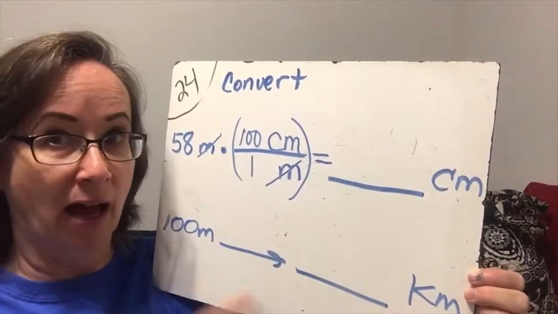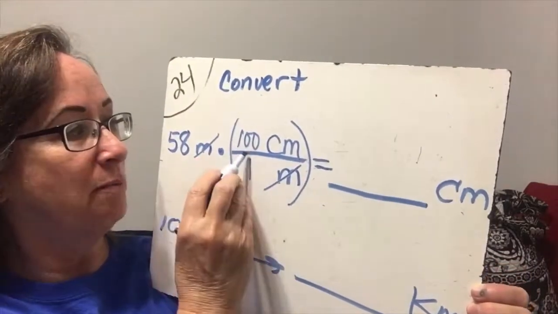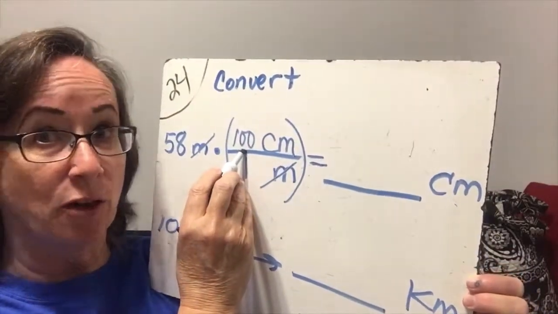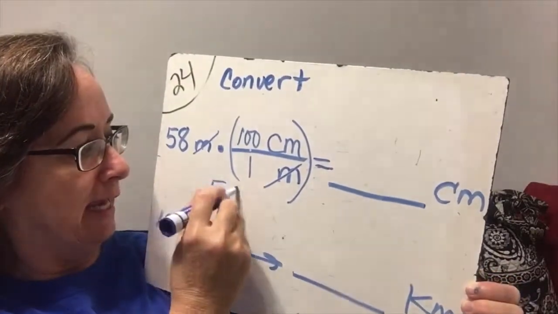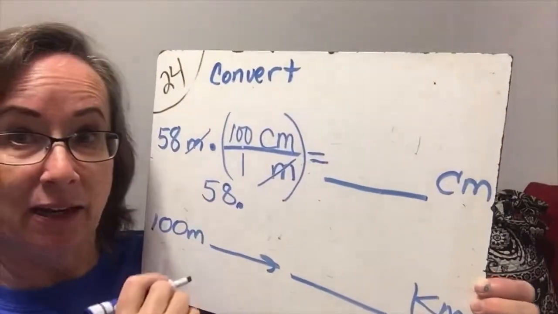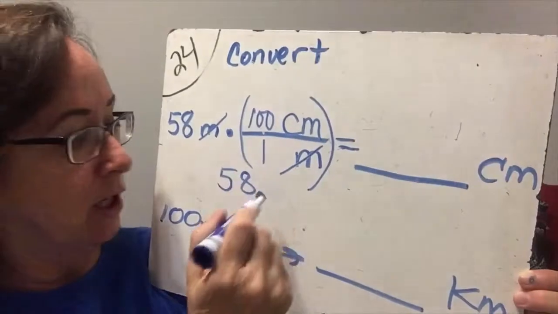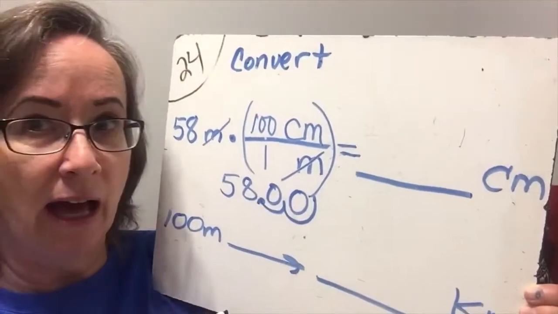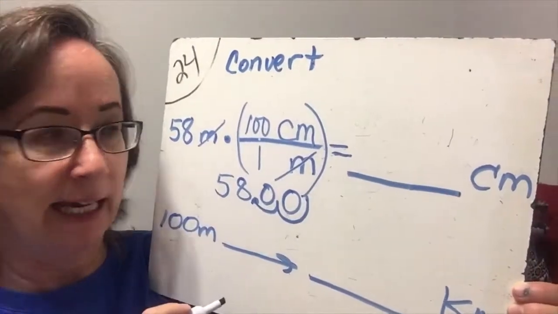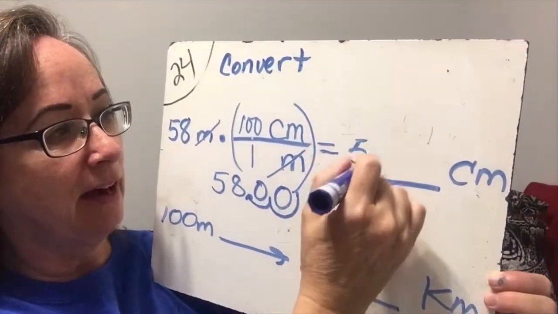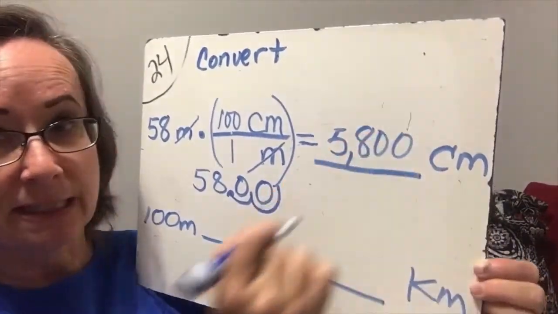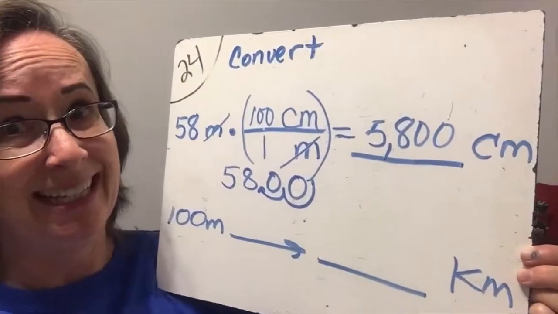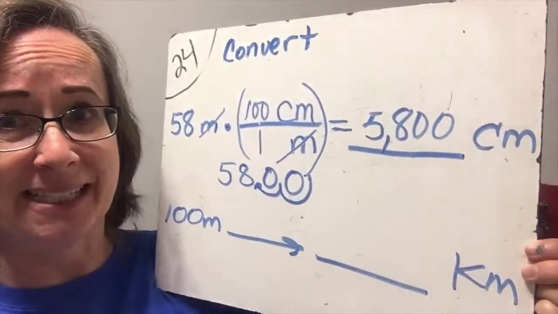And I know when I times 100, I'm going to move my decimal place 2 places to the right. So 58 has a decimal place here at the end. And when I move it 2 places to the right and fill in with zeros, I get 5,800. And 5,800 is my answer. It's easy when all we have to do is move decimals, isn't it?